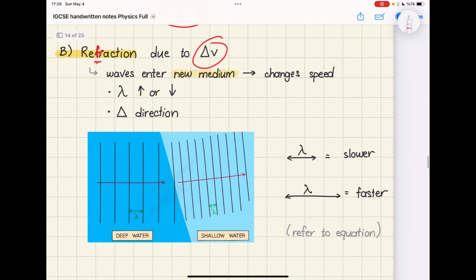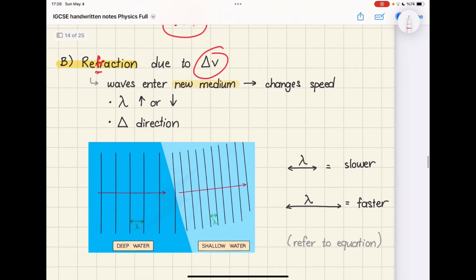Now here we have a move from deeper water to shallow water, and we have slower, so basically the speed of our waves goes from faster to slower. So here we see that the wavelength decreases as well as we go from deep water to shallow water.